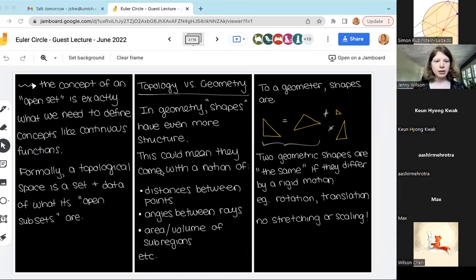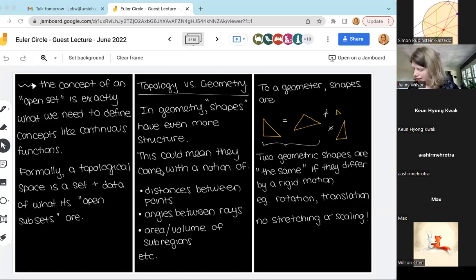And so this is exactly where we get the idea of a topological space. A topological space is a set plus a formal declaration of which subsets are open in our set. And again, this turns out to be exactly the structure we need to make sense of things like continuous functions, convergence of sequences, and many of these other concepts that you've maybe encountered in your calculus class. So that is topology.